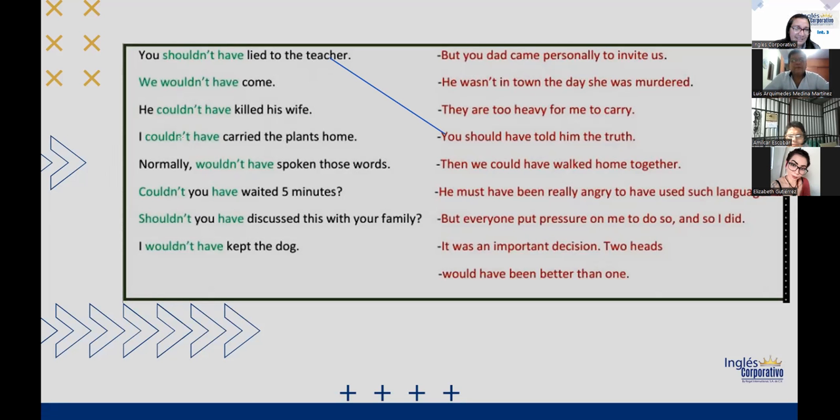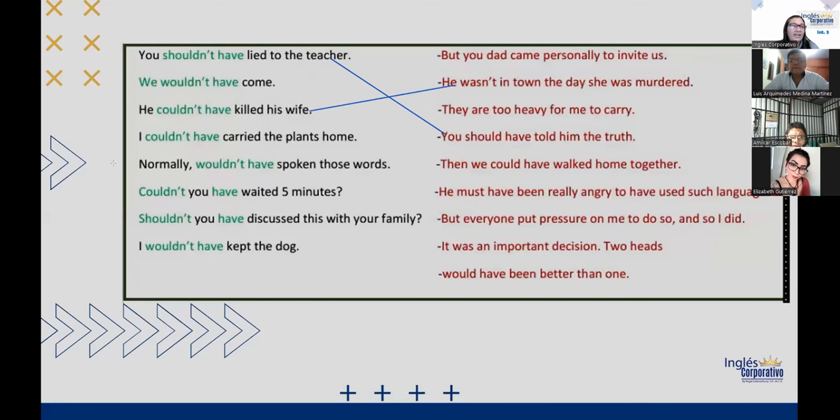He couldn't have killed his wife. It was not possible that he did it. He wasn't in town. Exactly. He wasn't in town the day that she was murdered. So it was not possible that he had done it, right?